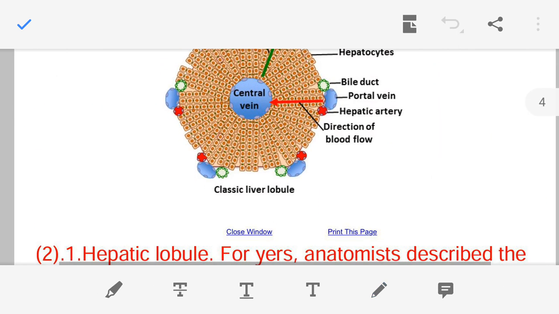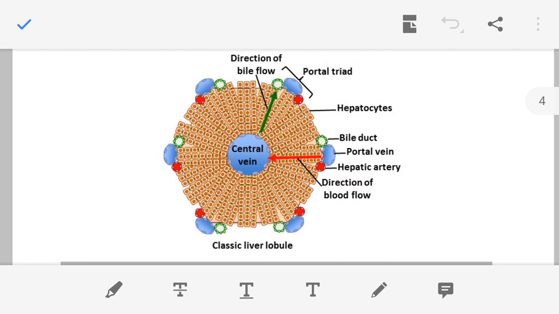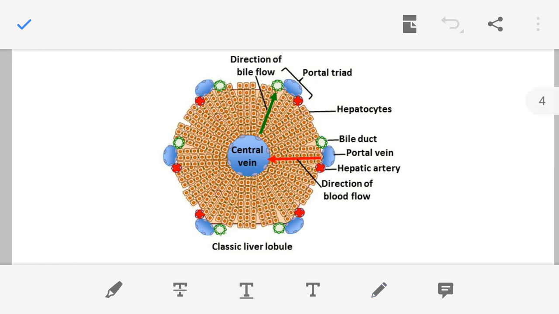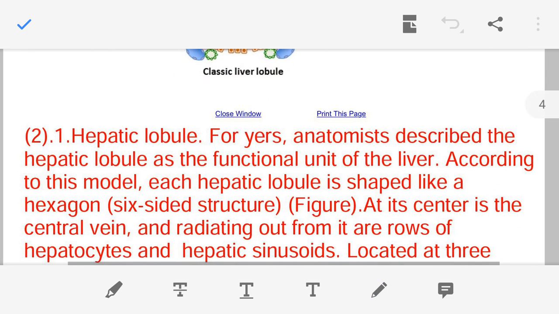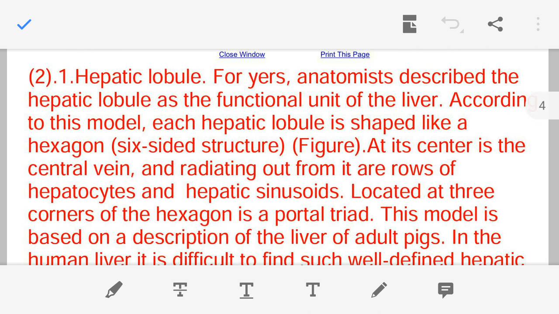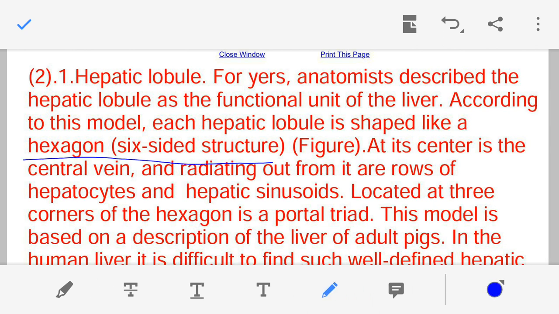For example, one hepatic lobule is shown over here, and as you can see, this one is the first side, this one is the second, this one is the third side, this one is the fourth side, this one is the fifth side, and this one is the sixth side. So a hepatic lobule has six sides. It is a six-sided, hexagonal structure.